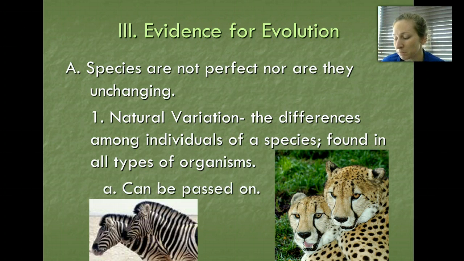And these traits can be passed on. Some other forms of natural variation is being fast versus slow, being able to climb versus flying. So again, all of these things are different types of natural variation that depending on the environment, that species could have an advantage.